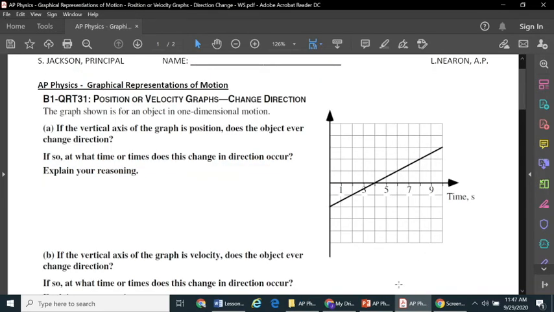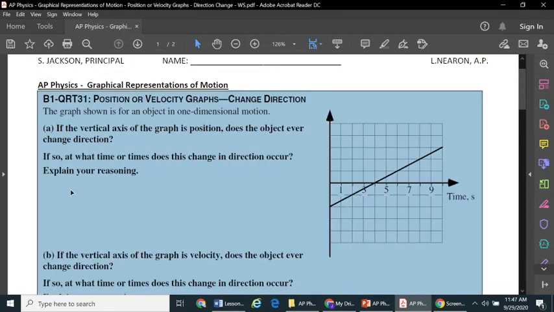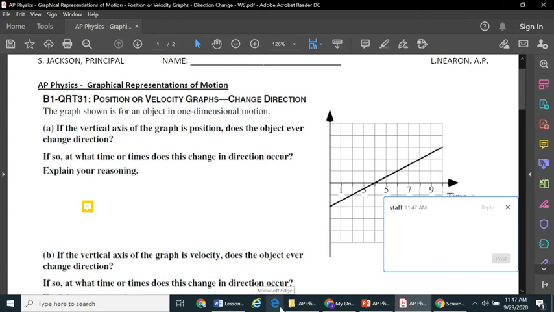So in this question, they are asking in part A, if the vertical axis of the graph is position, does the object ever change direction? If so, at what time or times does this change in direction occur? So the answer here is no. The object does not change direction. Now, of course, the question is, how do you actually know that?